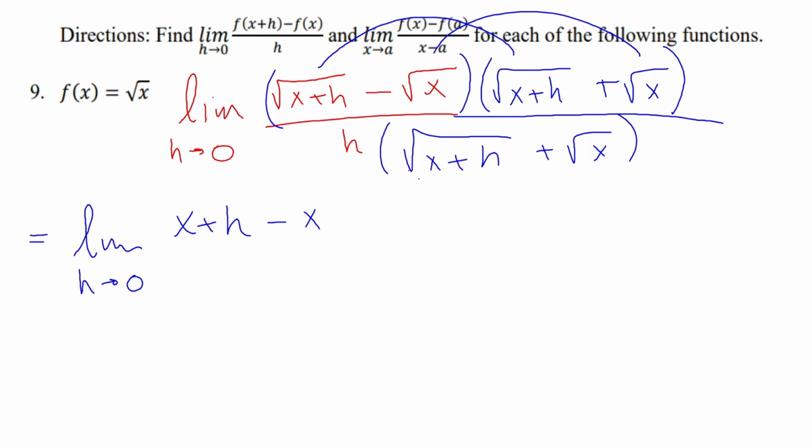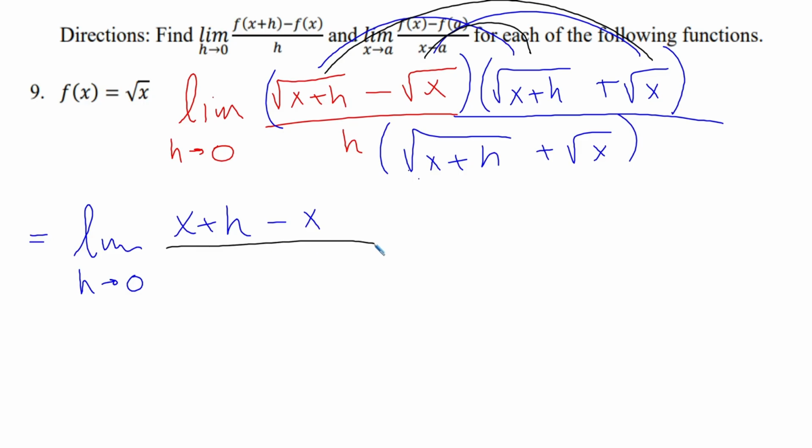So when I do, I'll mark these in a different color. When I do root x plus h times root x, I get root x times root x plus h. And when I do negative root x times root x plus h, that's a negative of what I just had a positive of. Those two terms cancel each other out, right? The outside terms and the inside terms cancel. And we're just left with this.